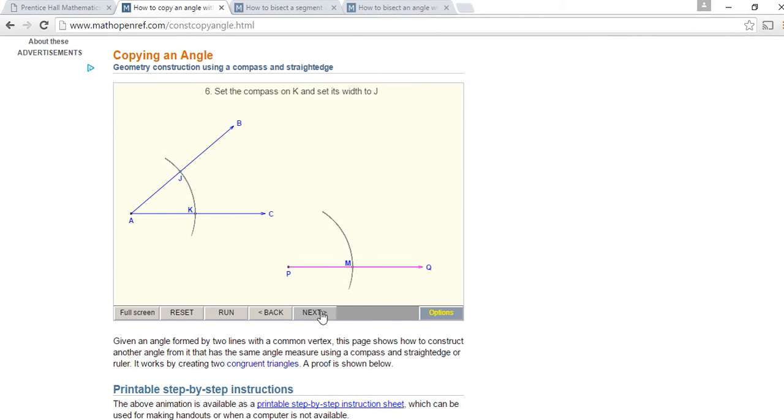Now set the compass on K and set its width to J. Just like this, just like that picture. Move the compass to M and draw an arc crossing the first and creating the point L. So here's how it looks. Just like that. So now you have your new point. And then you're going to draw a ray PR from P through L. And you're done. So now you have your new angle RPQ that has the same measure as BAC.